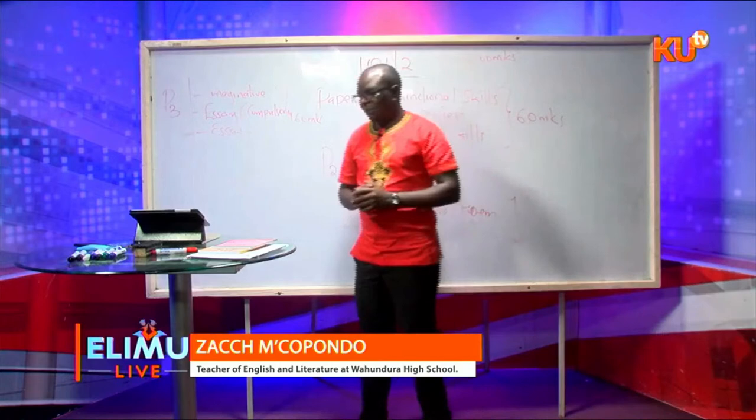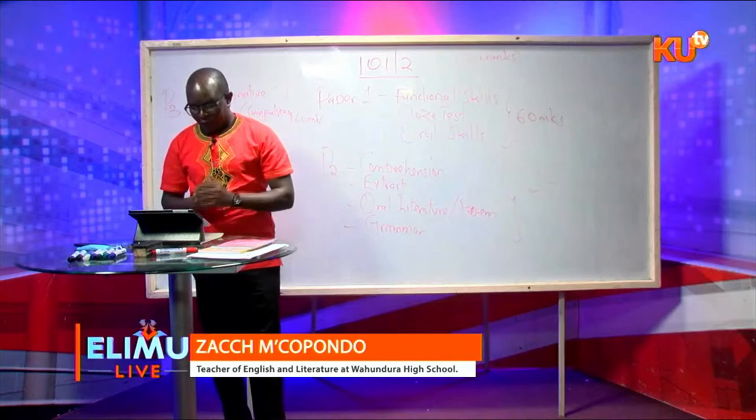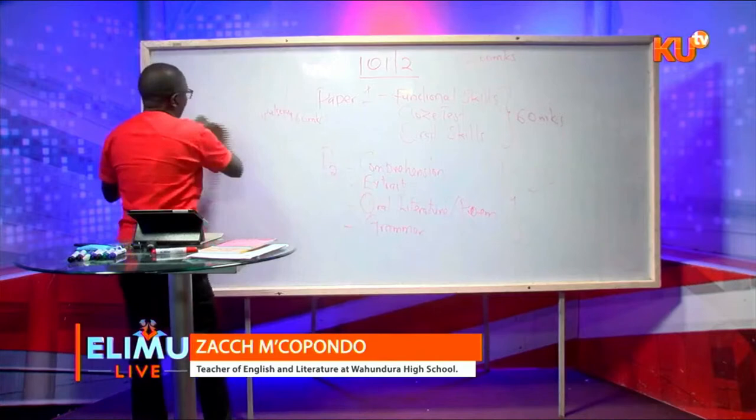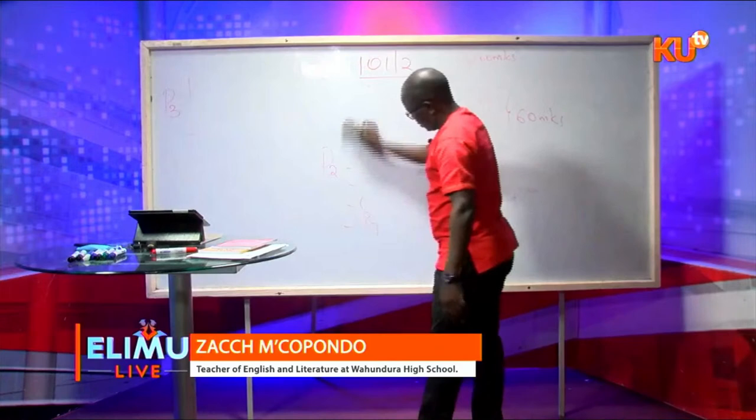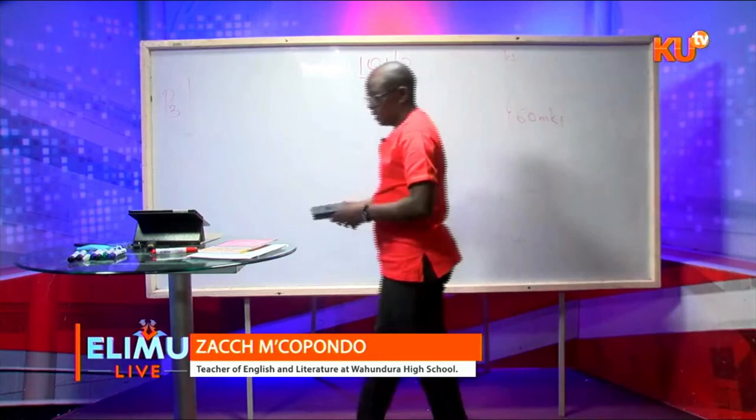So my approach today will focus on five different things. Number one, what is tested. This is 101 stroke two. So look at it in five different ways. The first is just going to look at the approach.